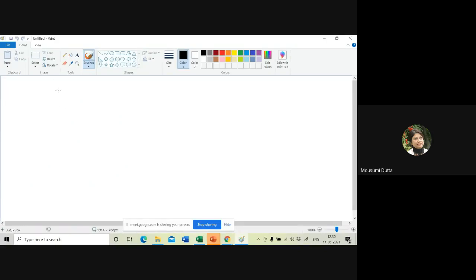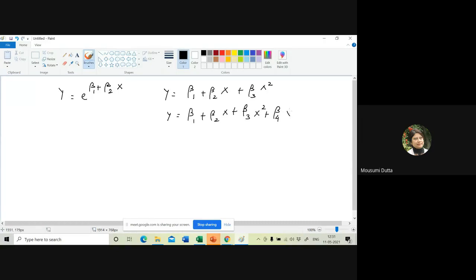Suppose the expression is a functional form like this, and another one. I'm giving the functions only. So suppose these are the functional formats. Are these linear or non-linear?